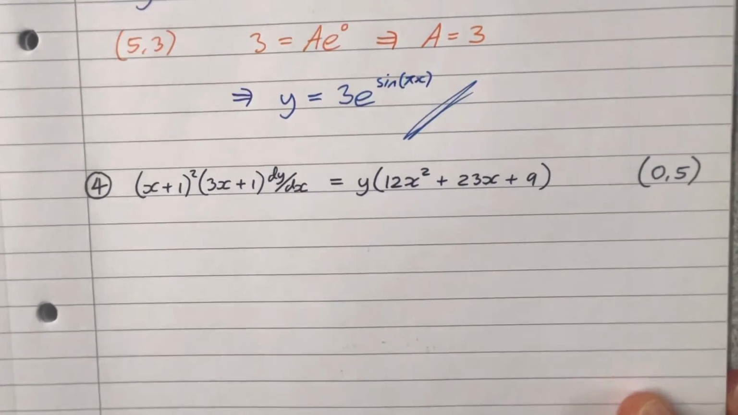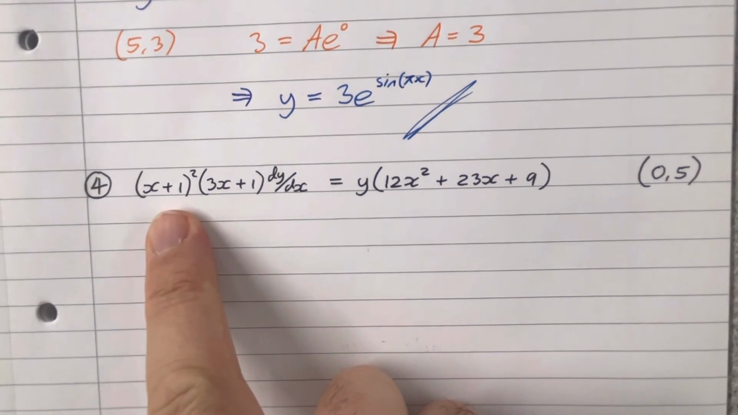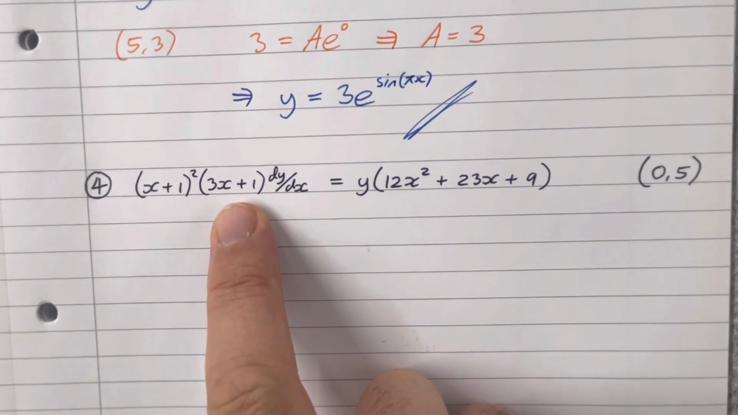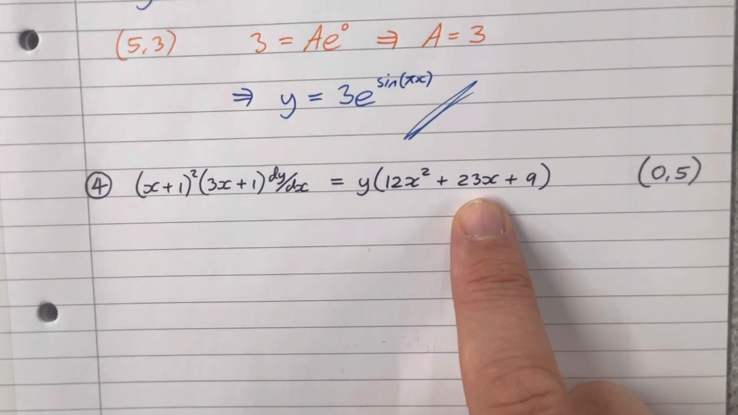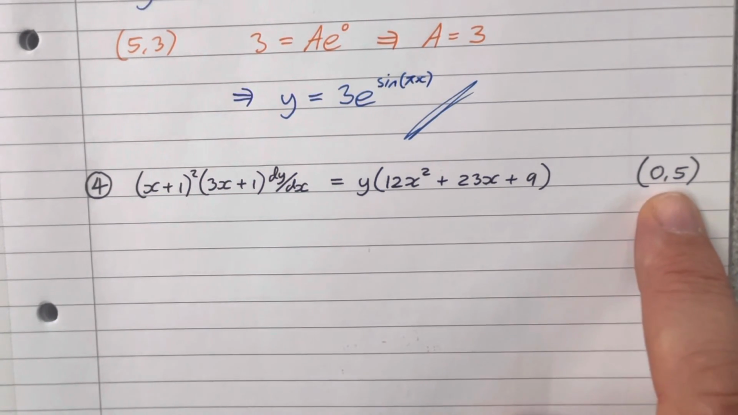Okay, I'm a little bit short on time, so I will do number 4 in a separate video. But have a go yourself, see if you can get the answer to that. It is (x plus 1) all squared times (3x plus 1) times dy by dx equals y times (12x squared plus 23x plus 9), and it goes to the point 0, 5.